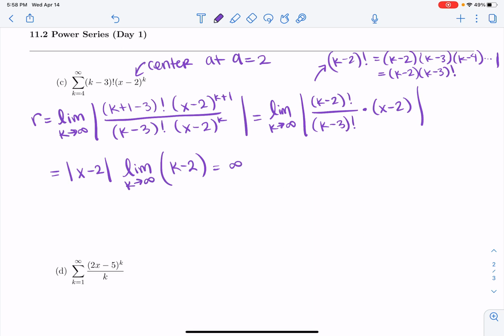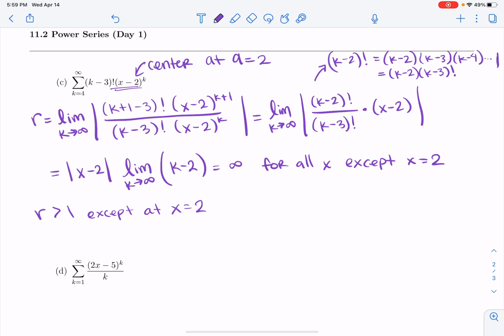It's equal to infinity, really, for all x except x equals 2. Because if x equals 2, the entire series goes to 0, and you're just adding 0. And adding 0 an infinite number of times is still just 0. Okay, so r is greater than 1 except at x equals 2.